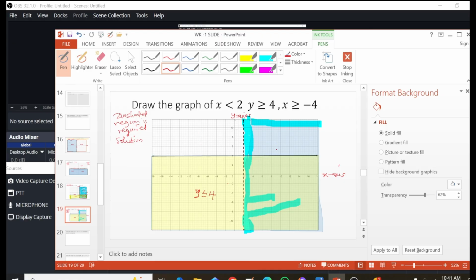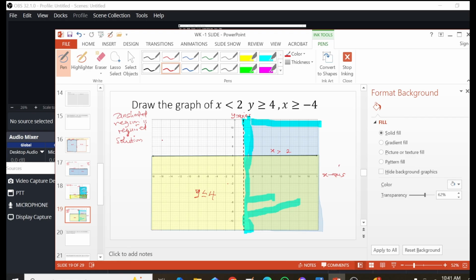So this part here is the part where x is greater than 2. But we need the part that is less than 2. The part that is less than 2 is at this side. The part that is greater than 4 is above. So you can see that there is a portion that is unshaded, which is our solution.